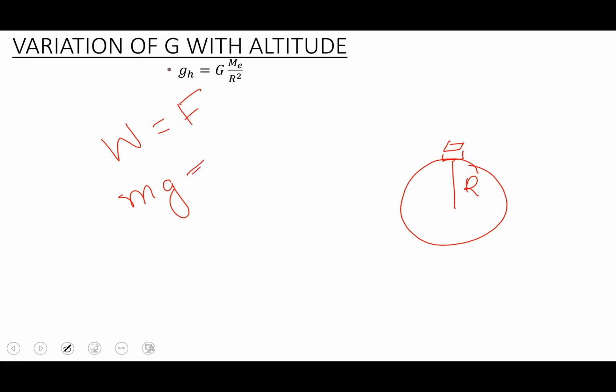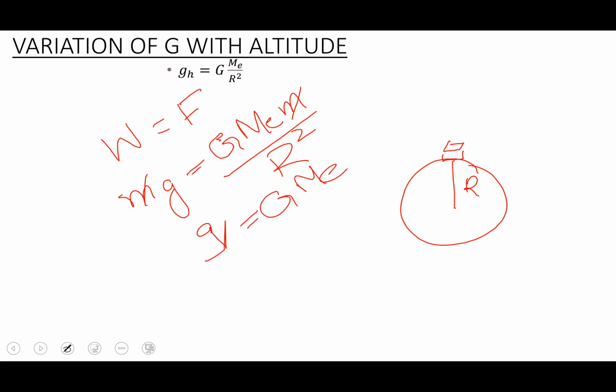Now if we equate that, that means they are balancing each other, and the action and reaction are equal to each other. So the value for the gravitational force is GM_e m, where m is the mass of the body, divided by R_e, which is the radius of the earth. So this m and this m cancel out, and we get the value of g, which is equal to GM_e over r square. So this is how the formula came into being.